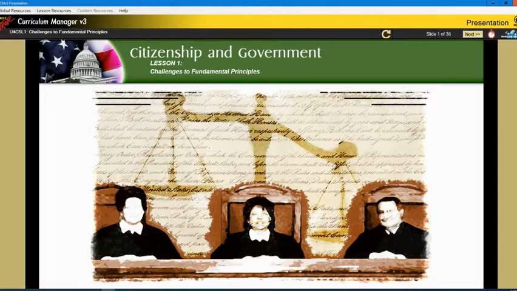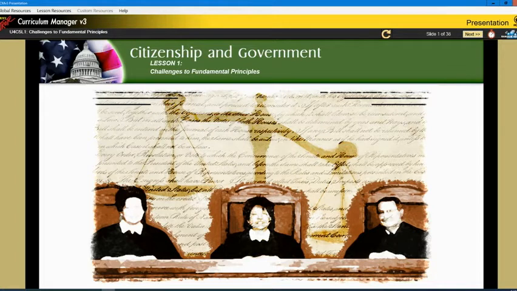Welcome back, cadets. We're going into Unit 4, Chapter 5, Lesson 1, Citizenship and Government. This is the last chapter in your LET 4 curriculum: Challenges and fundamental principles to your government.